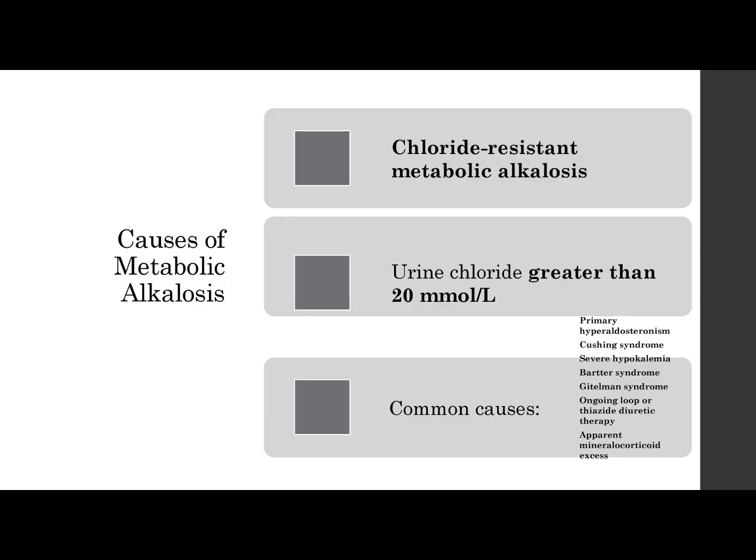Second is chloride-resistant metabolic alkalosis. In this entity, urine chloride is greater than 20 millimole per liter. Common causes include primary hyperaldosteronism, Cushing syndrome, severe hypokalemia, Bartter syndrome, Gitelman syndrome, ongoing loop or thiazide diuretic therapy, and apparent mineralocorticoid excess. These patients generally require treatment of the underlying cause rather than saline alone.